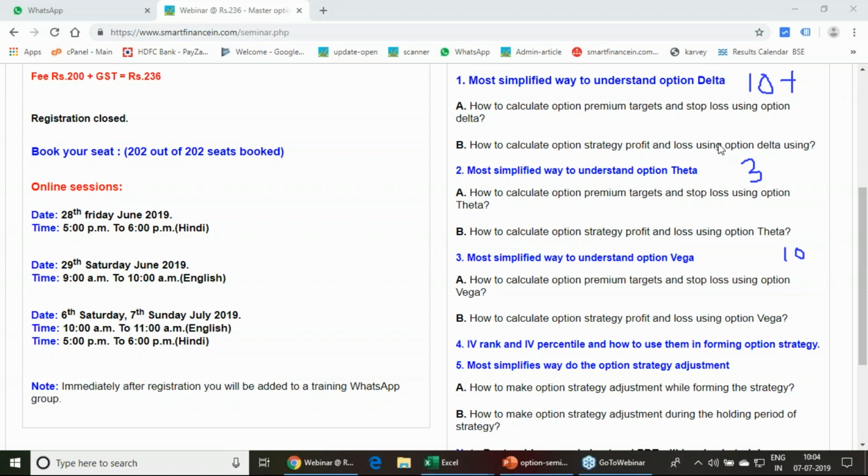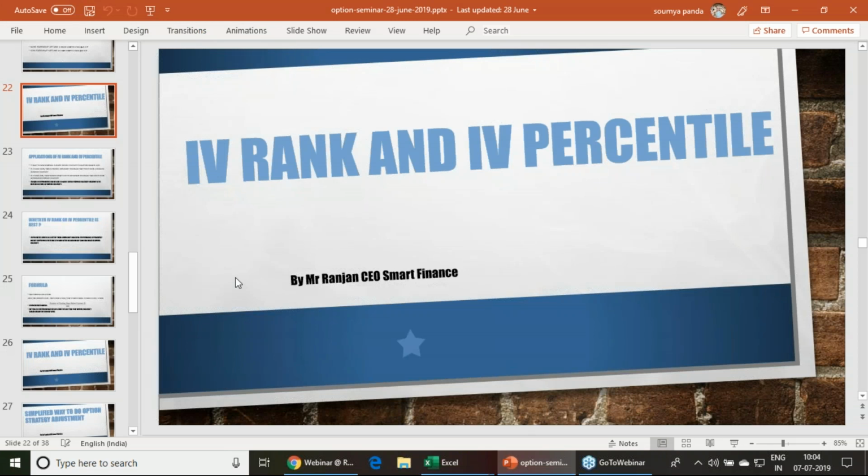So I have requested all of you to go through those recordings time and again, 3 to 5 times, as many times as you want, so that you are able to understand the role of delta, Vega, theta in a better way. Now I'll be moving to the next part, IV rank and IV percentile. This is the advanced strategy technique of options.